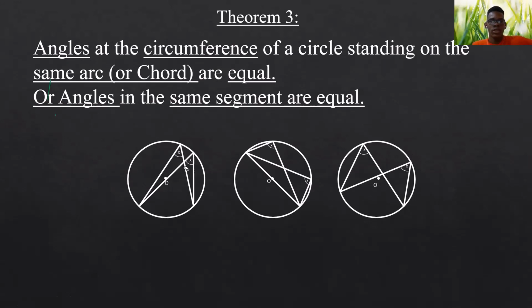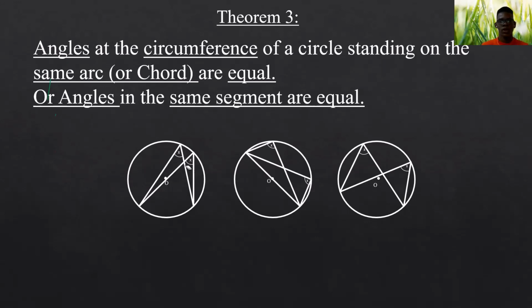So if they're standing on the same arc and one is at the center and one is at the circumference, then you know one is twice the other. You'll tell me which is twice which later. But if they're both at the circumference, that's where theorem 3 comes in. It says that they're equal to each other. And that makes sense, right?